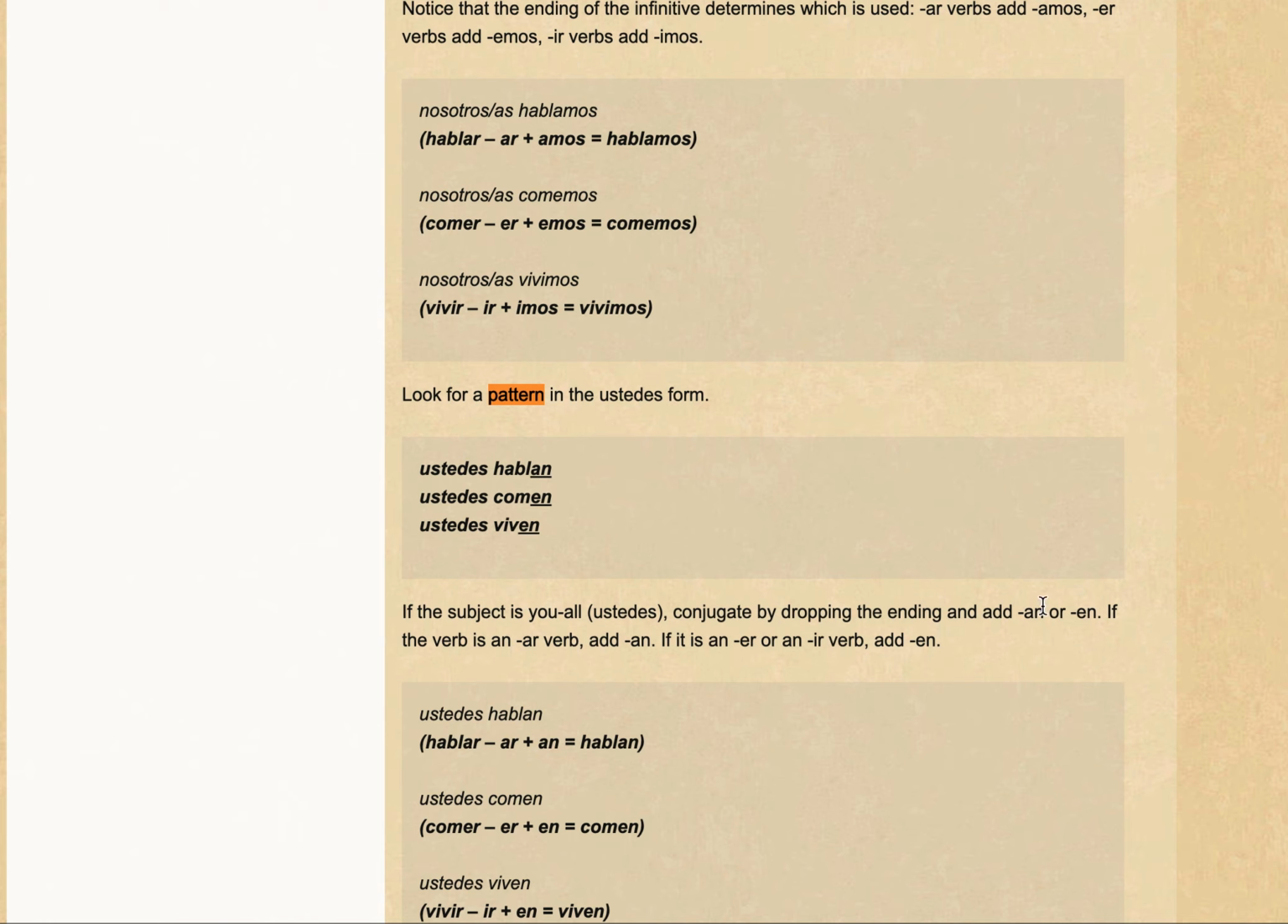So how do we try to remember an? For ustedes, instead of a or e, it's a n or e n. So ustedes hablan, ustedes comen, ustedes viven.